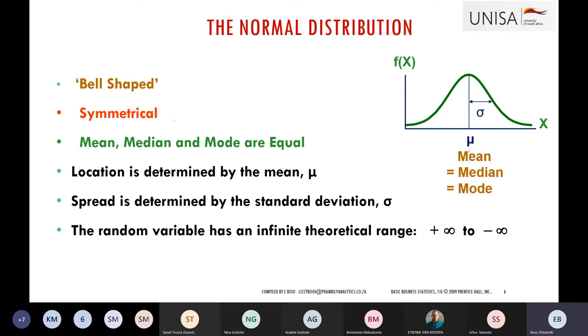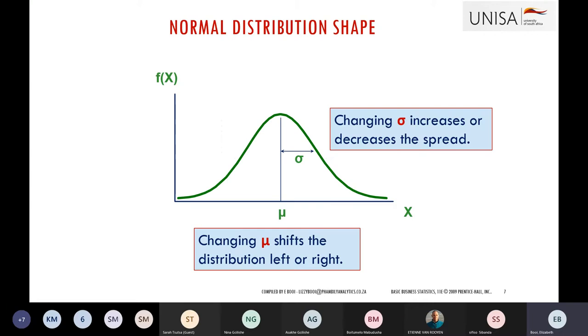Okay, that is a normal distribution. One of the properties of a normal distribution is that when we change the value of the mean, your graph will shift left or right. So if the value of your mean becomes smaller, your bell-shaped curve will move to the left.